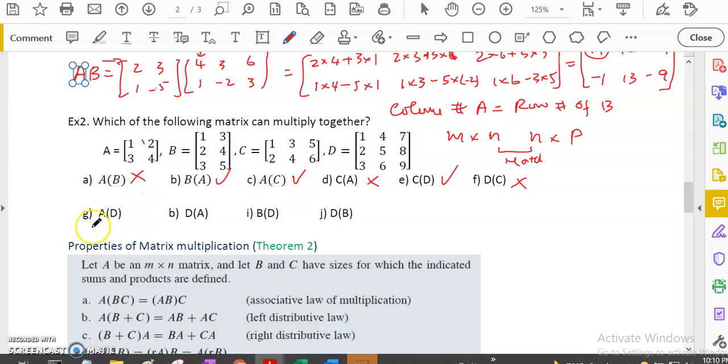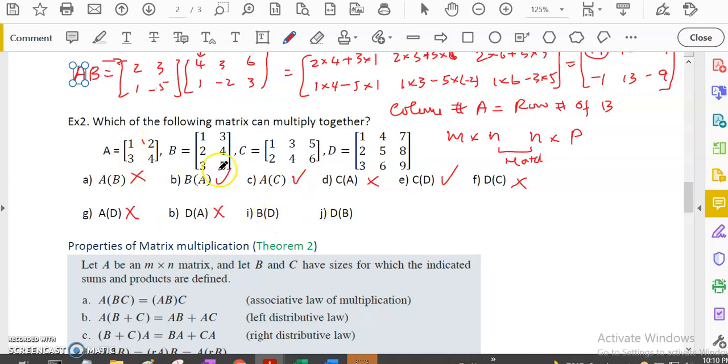So let's continue with whether we can multiply A and D. A is 2 by 2, D has 2 columns, D has 3 rows, so it's not possible, right? Because when you do row and column, the 3 is too much, okay? What about DA? D has 3 columns and A has 2 rows only, so also not okay.